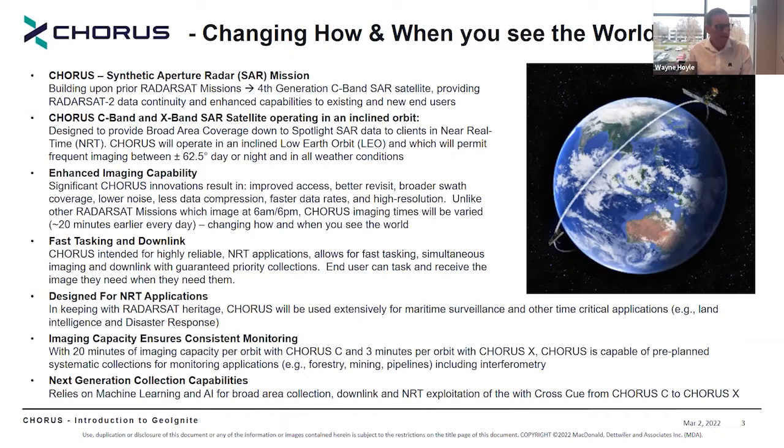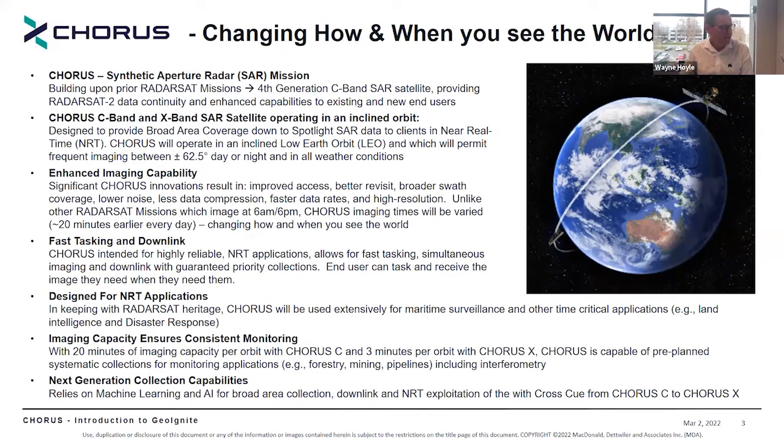It's going to operate in a low Earth orbit, very much like the same altitude as RCM, but it's going to be on an inclined orbit, which means that it's going to see the world between 62.5 degrees north and 62.5 degrees south. It doesn't cover the poles. A number of enhancements with regards to imaging are going to give us the higher and broader coverage, higher resolution, lower noise, less data compression, etc. We'll talk about that later.